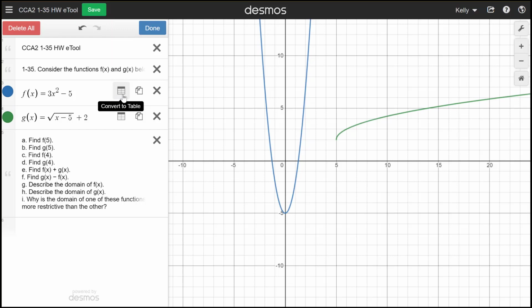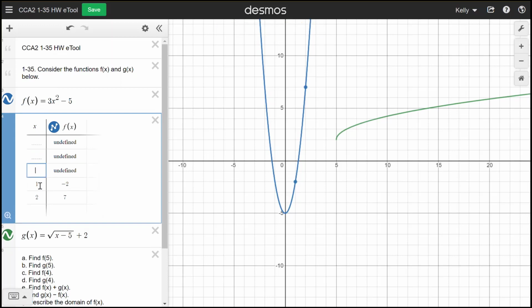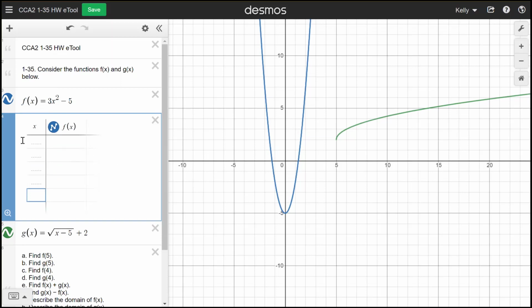So anyway, I'm going to put a table in. Right now it's got values in there that I don't want, so I'm going to get rid of those because we're looking for two specific values. What they've asked us to find is f of 5. So I'm going to put 5 as my input, and that gives us 70. And we'll look at that in a moment. Then also f of 4, which gives me 43, which makes sense.